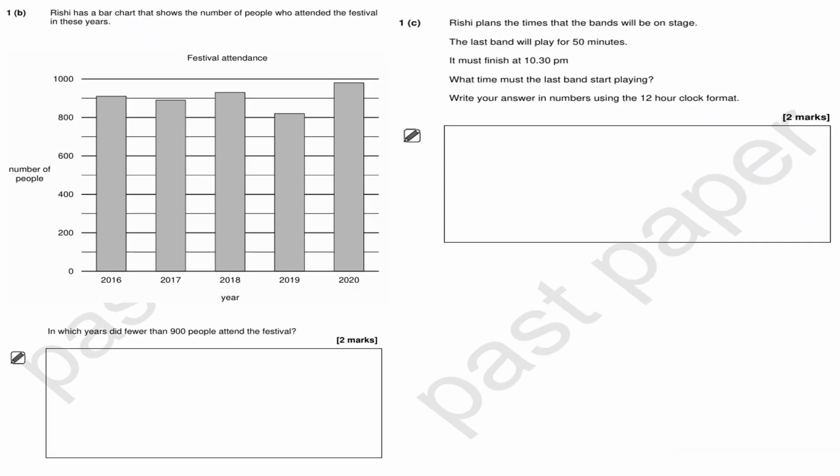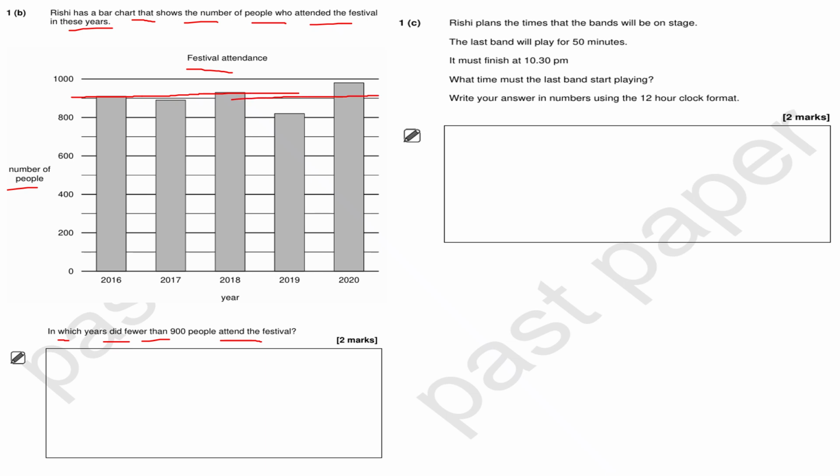Question 1B, guys. Rishi has a bar chart that shows the number of people who attended the festival in these years. For festival attendance, we have the number of people: 0, 200, 400, 600, 800, 1,000. Each line essentially goes up in hundreds: 0, 100, 200, 300, 400, 500, 600, 700, 800, 900, 1,000. The question asks: in which years did fewer than 900 people attend the festival? So we're looking for a bar which is below this line here. Sorry, it's not really well drawn here.